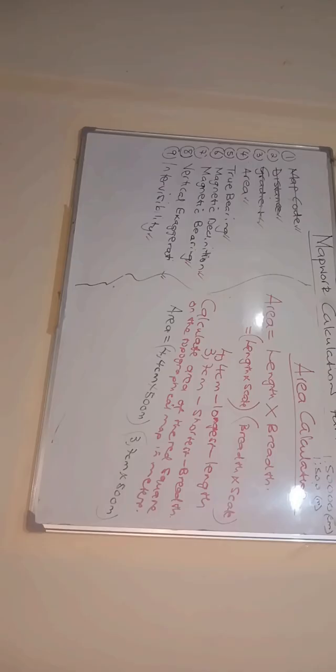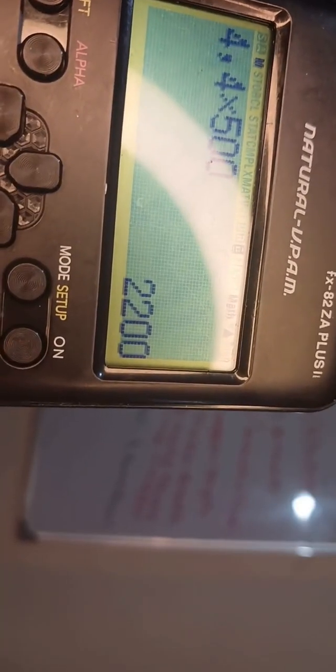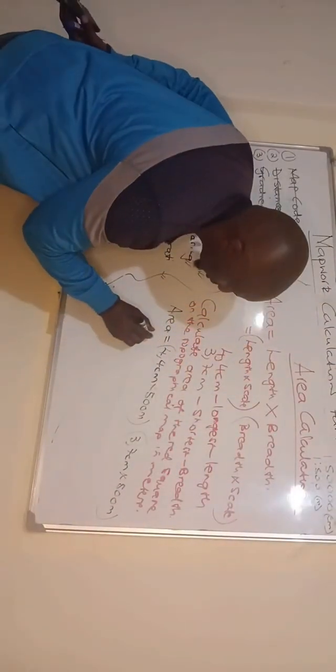Okay, sharp. So let's calculate now. 4.4, let me get my calculator. So 4.4 multiplied by 500. What is the answer? We get 2,200. Are we together? 2,200 meters. Okay?